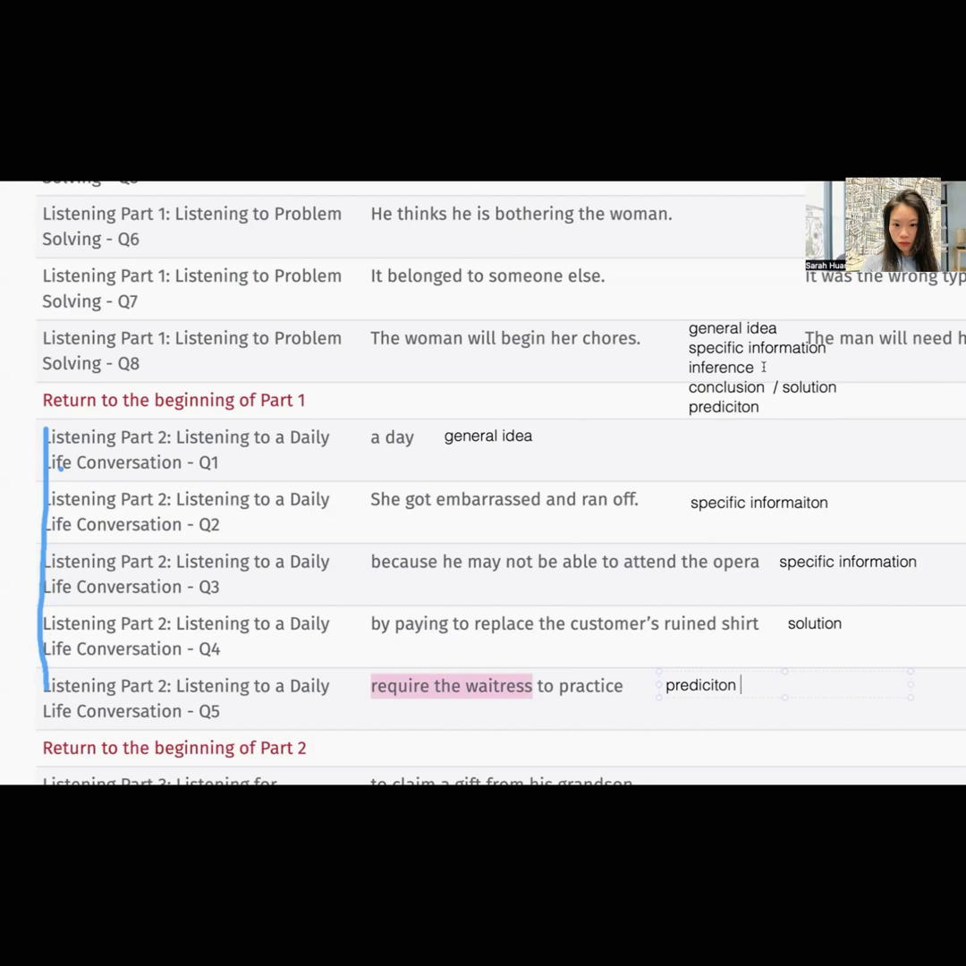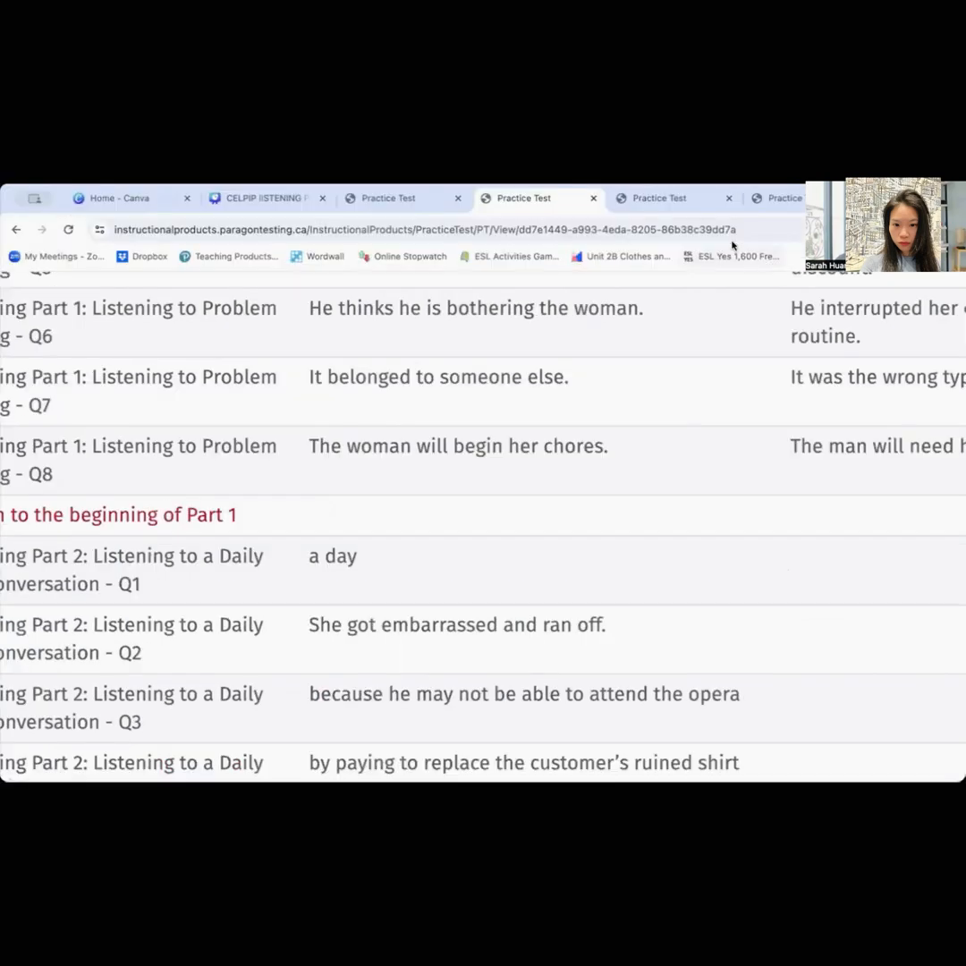Yes. So we want to do general idea, specific information, inference. Inference is not in here. For this one should be inference. Sorry. Inference. Because it's about how she felt. She didn't clearly say why she felt apprehensive. So inference. So let's look at the transcript of this audio.